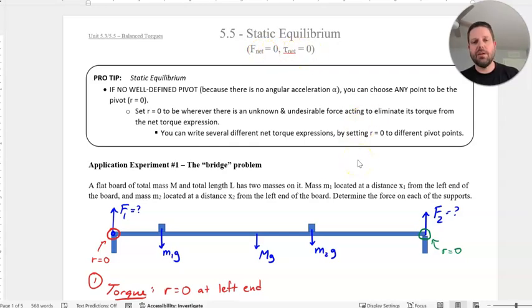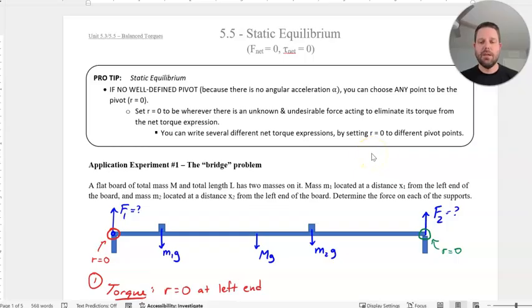In this case, we don't actually have a well-defined pivot. Even if there is a pivot in the problem, it's not a well-defined pivot because there's no angular acceleration or angular motion at all. So if that's true, then our torques have to be balanced no matter where we place a pivot. So we can really choose it to be anywhere. Strategically, we want to put this at a point where there is some unknown force or undesirable force, because then technically its torque is 0 if we have that force acting at the pivot. And we can generate as many different torque expressions as we want just by replacing where we're defining the pivot point, or r equals 0, to be.